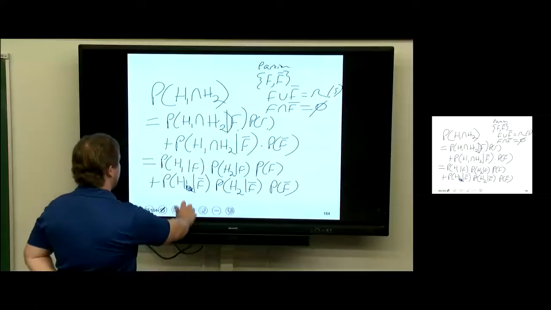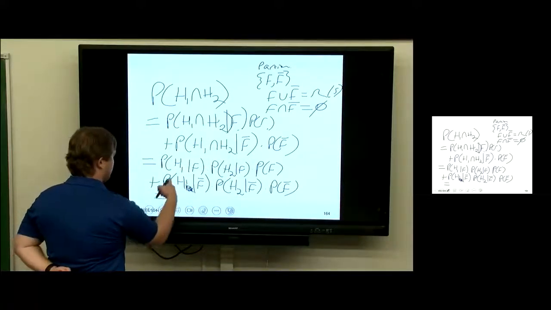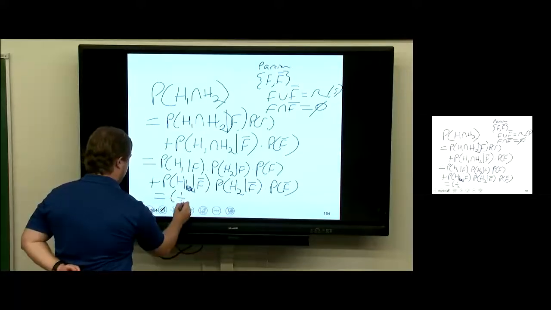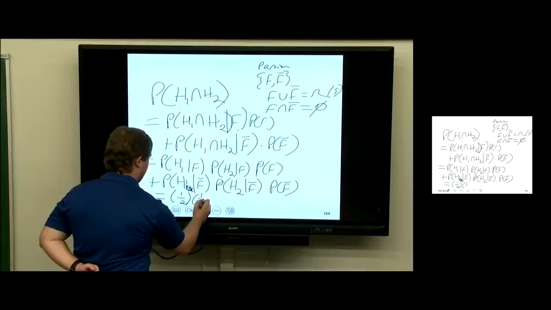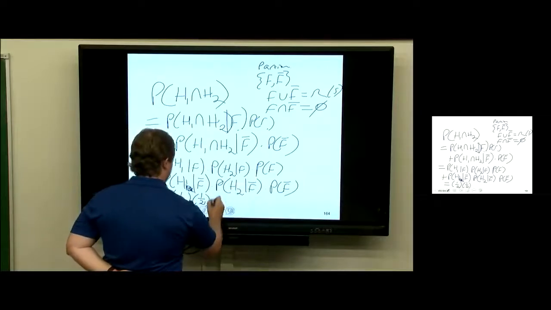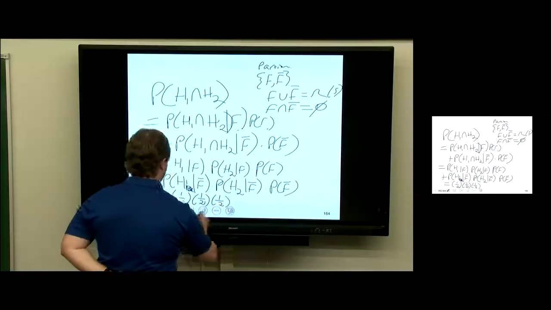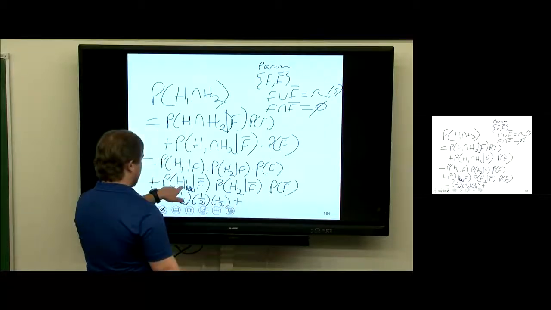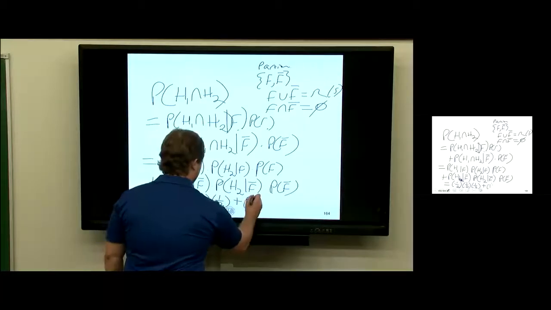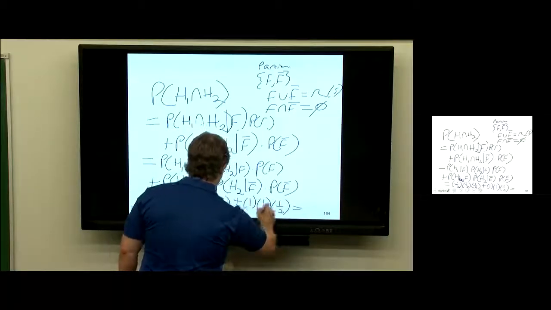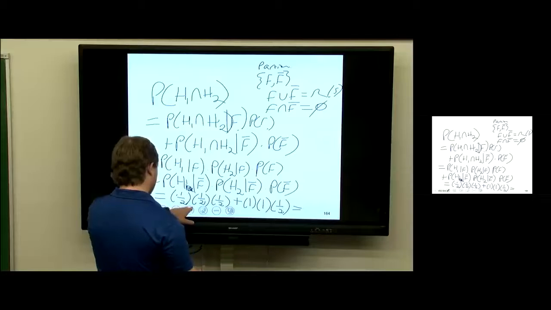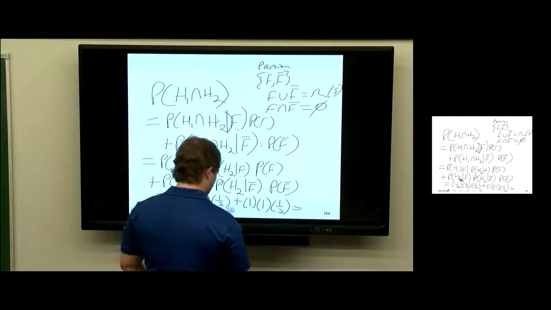And given the fair coin, the probability of H1 given F is 1/2 times the probability of H2 given F is 1/2 times the probability of F is 1/2, plus the probability of H1 given F bar is 1 times 1 times 1/2. So 1/8 plus 1/2.